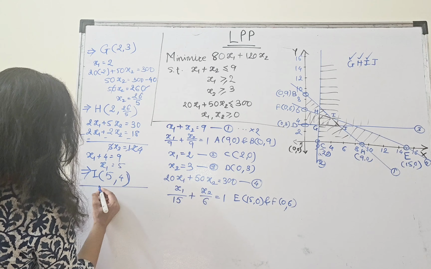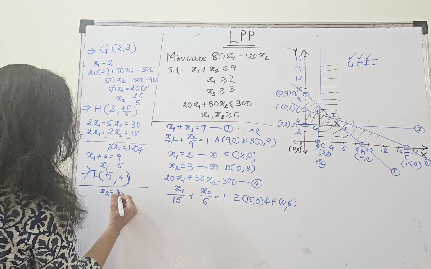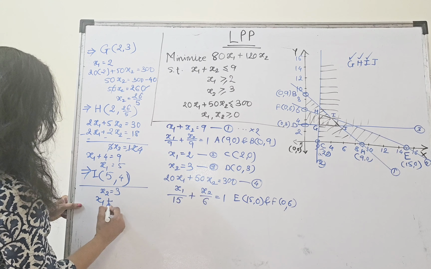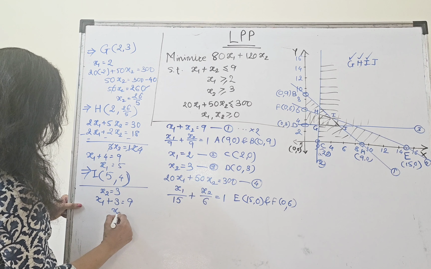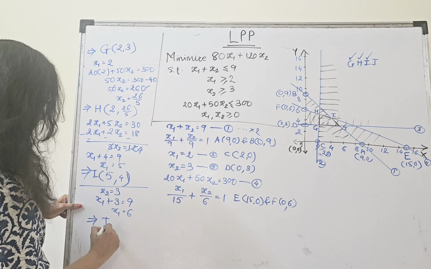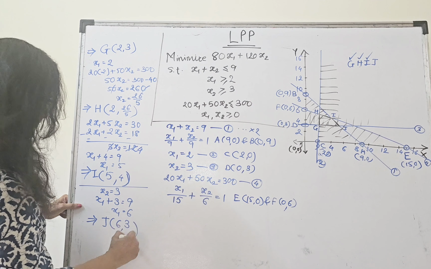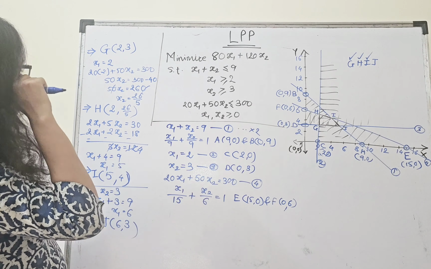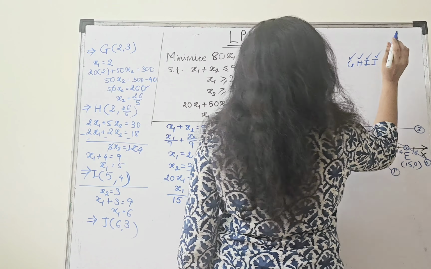So here straight away from line 3, x2 is 3. And now put this value of x2 in the first equation. That gives me the value of x1 as 6. So you got this point J as 6 and 3. Yes, point J is 6 and 3. J is also done here.